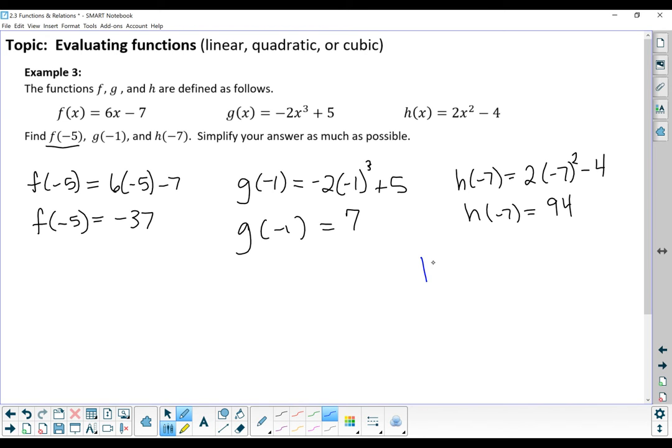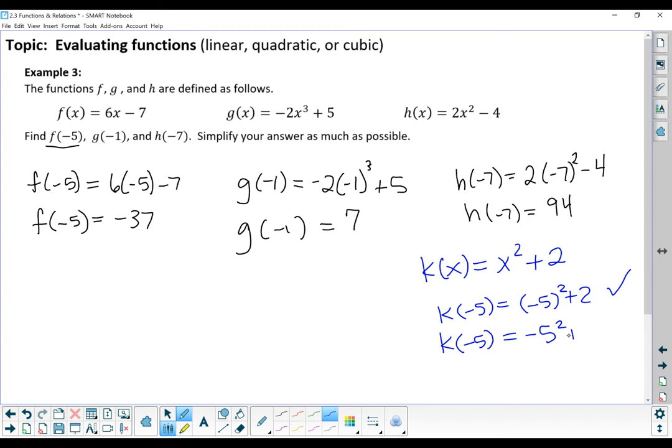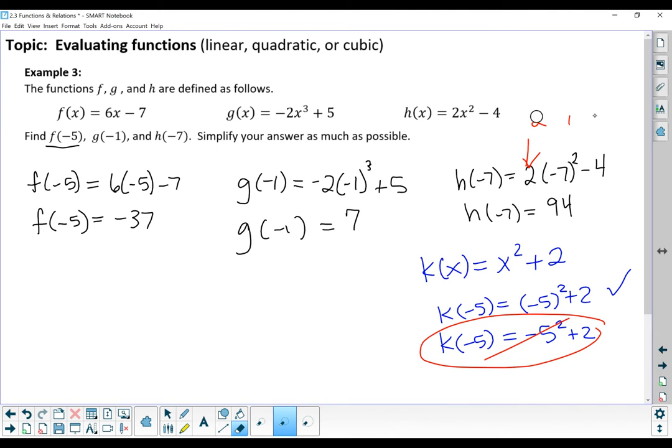Especially if you have a quadratic function that doesn't have a coefficient and you're subbing in a negative number, make sure you group it. This is perfect. What you don't want to do is leave off those parentheses because that will give you the wrong answer. Okay, so make sure you group it. Usually if there's a coefficient, we're going to naturally group it because we wouldn't put this. That's weird. But when it doesn't have a coefficient, sometimes people make that error.